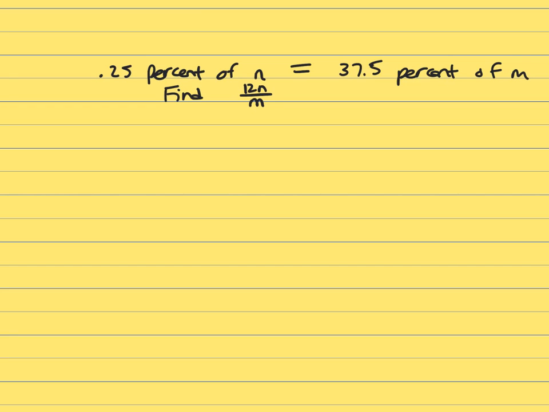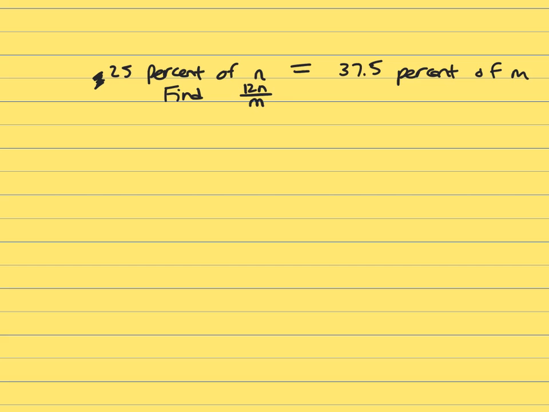Okay, they give me 25%. No, 25%, sorry. 25% of n equals 37.5% of m. And I'm trying to find 12n over m. So let's set this up.